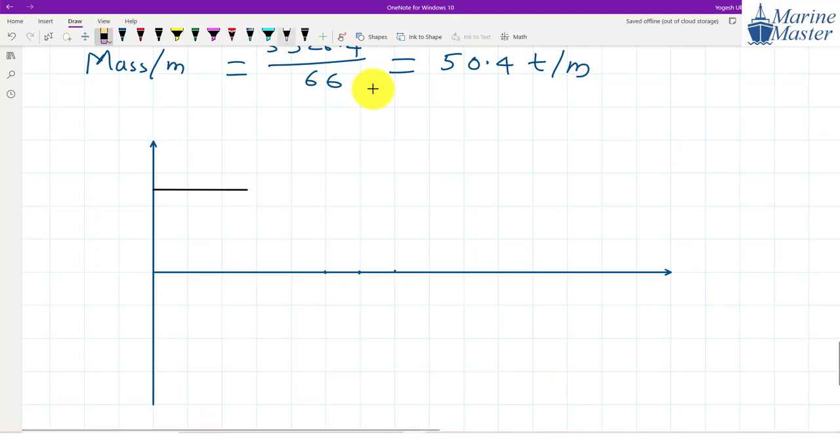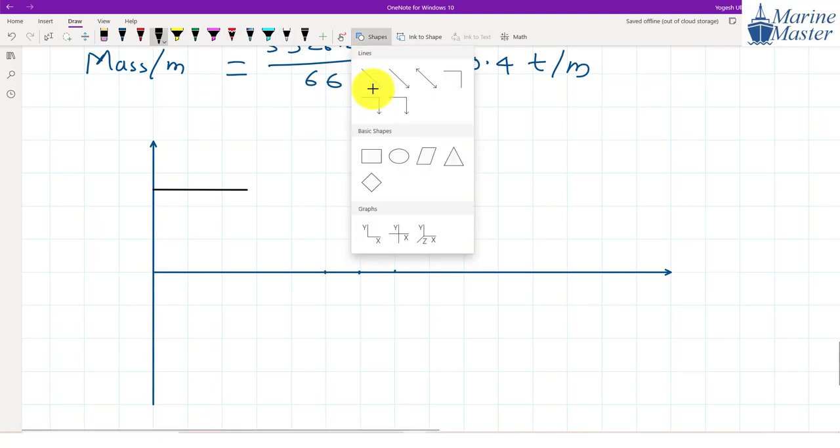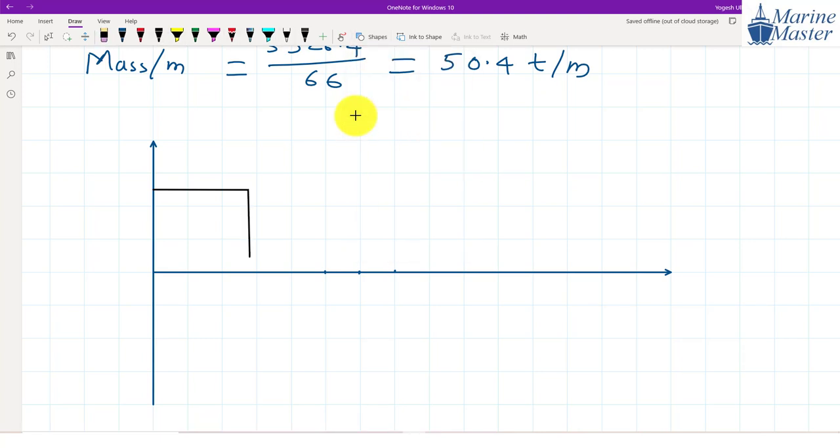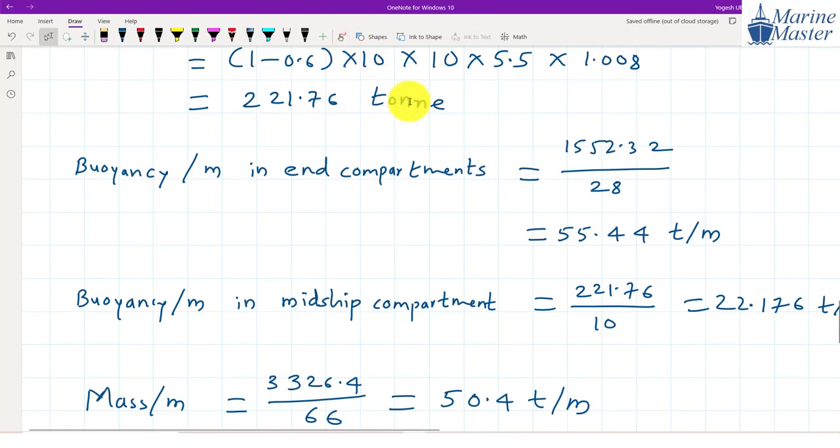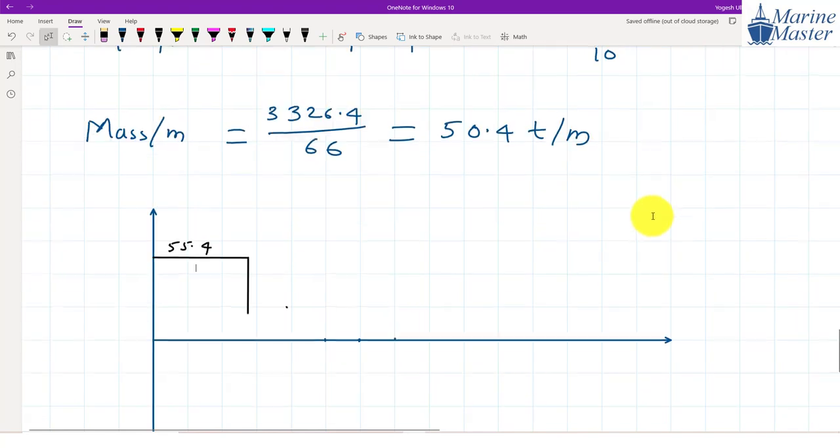Okay, so up to 28, what am I doing, guys? 55.4. So this will be what? 55.4, how much, guys? Exactly, 55.44, right? Up to 28. Then the next one.